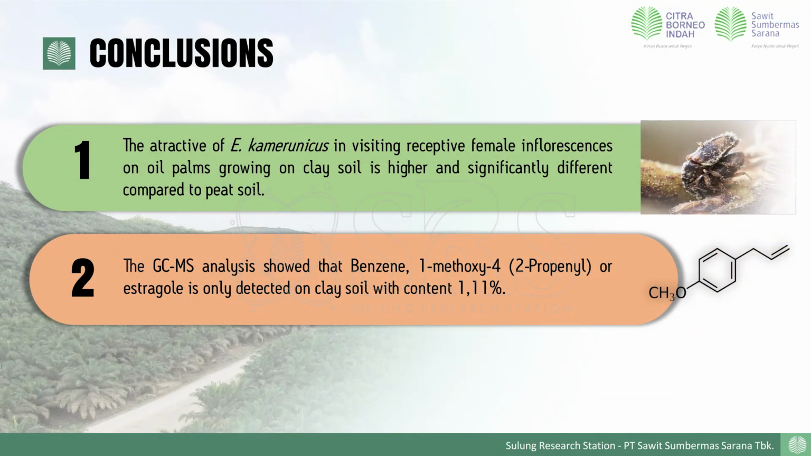Based on the results, the attractiveness of Elaeidobius kamerunicus in visiting receptive female inflorescence on palm growing on clay soil is higher and significantly different compared to peat soil. Based on GCMS analysis, benzene or estragol is only detected on clay soil with content 1.11%. Estragol can affect the variation of preference of Elaeidobius kamerunicus to female inflorescence.